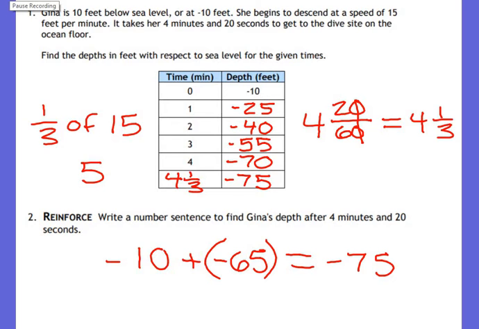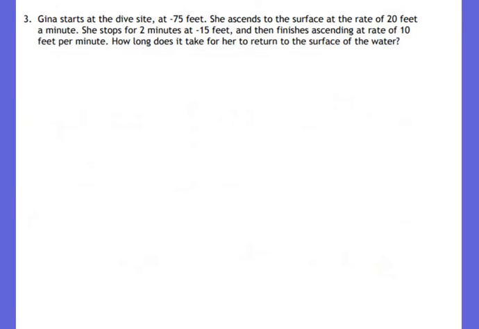Okay, let's take a look at number 3. It reads, Gina starts at a dive site at negative 75 feet. She ascends. What does ascend mean? Goes up, because descend means go down. So she ascends to the surface at a rate of 20 feet per minute. She stops for 2 minutes at negative 15 feet, then finishes ascending at a rate of 10 feet per minute.